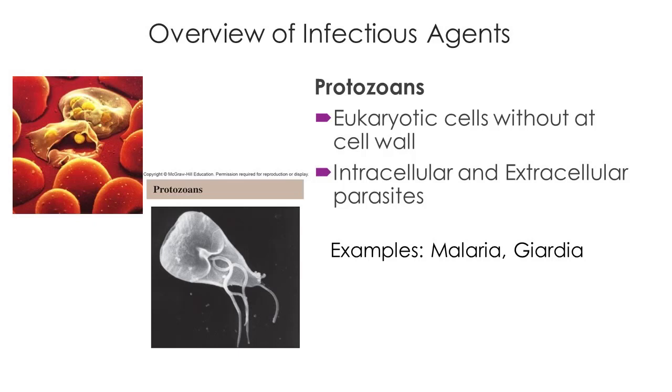Some examples that you may encounter in your clinics are the malaria protozoan, and you can see that here in these red blood cells. That's where they infect the red blood cells and they reproduce. So it's a bloodborne disease. Now, what population of people in the world basically have a resistance to malaria?